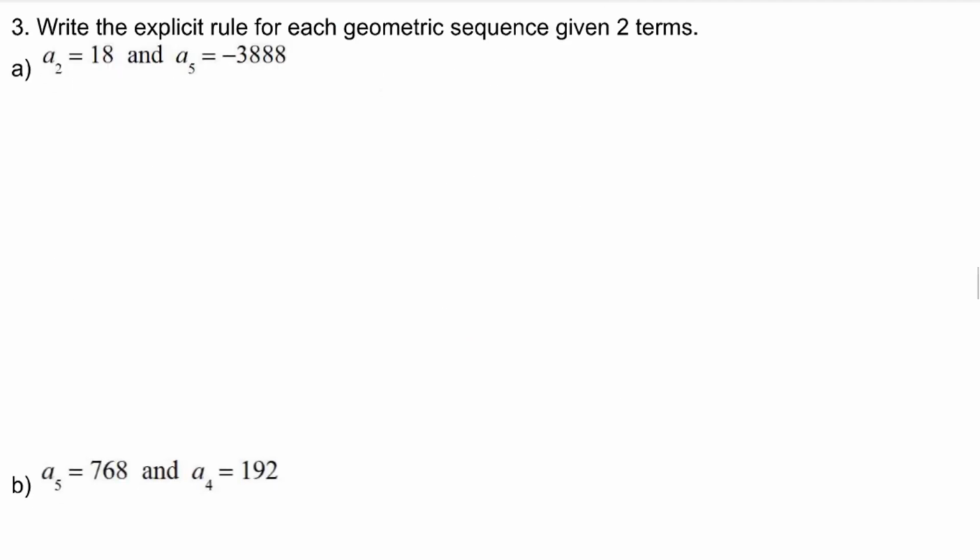For number 3, we're going to write the explicit rule for each geometric sequence. For geometric sequences, we'll have 2 equations with the same 2 missing variables. This time we will have to use substitution. Elimination is not an option because geometric only deals with products. So use substitution to solve.